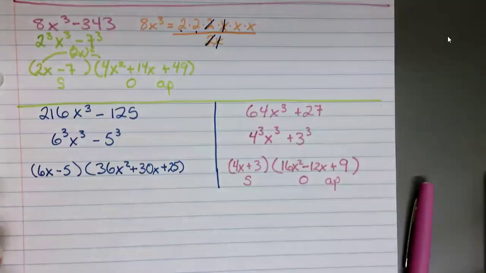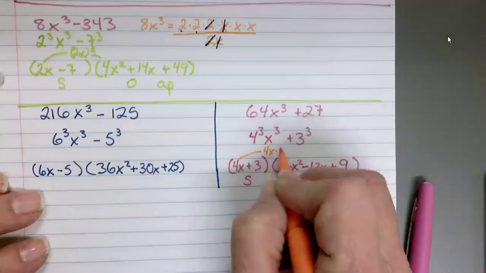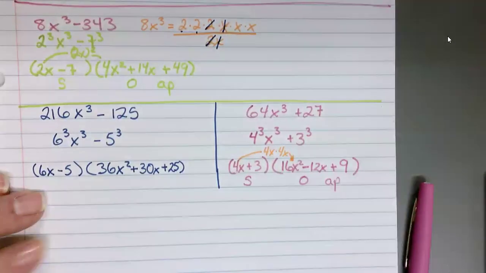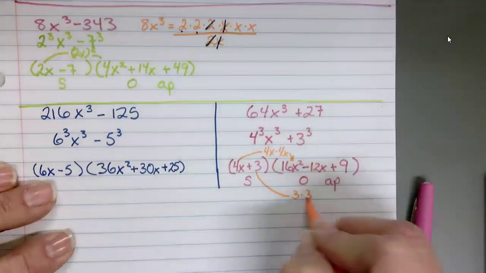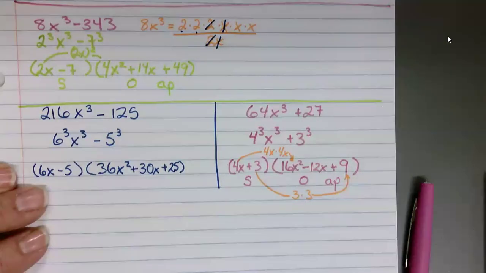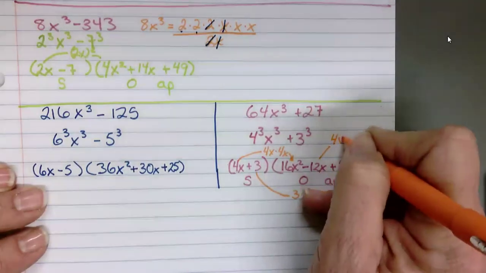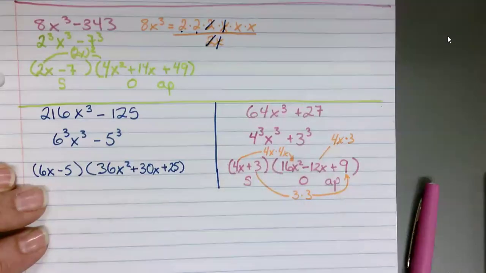If it helps you to put, "Oh, I got this because I did 4x times 4x," then put those arrows in for yourselves, right? If it helps you to know that we got 3 times 3 to make it 9, write those in. This one I didn't write, but it's going to be 4x times 3. The 4x times the 3 will give us that center term.